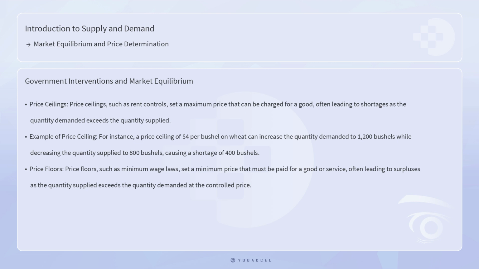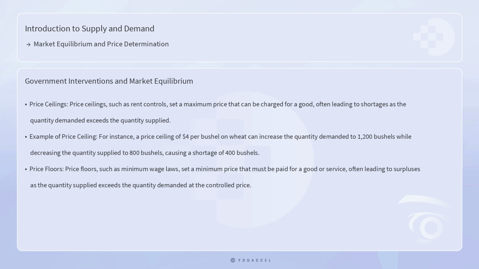Government interventions, such as price controls, taxes, and subsidies, can also affect market equilibrium. Price ceilings, such as rent controls, set a maximum price that can be charged for a good, often leading to shortages as the quantity demanded exceeds the quantity supplied at the controlled price. For example, if the government sets a price ceiling of $4 per bushel on wheat, the quantity demanded might increase to 1,200 bushels, while the quantity supplied might decrease to 800 bushels, resulting in a shortage of 400 bushels.